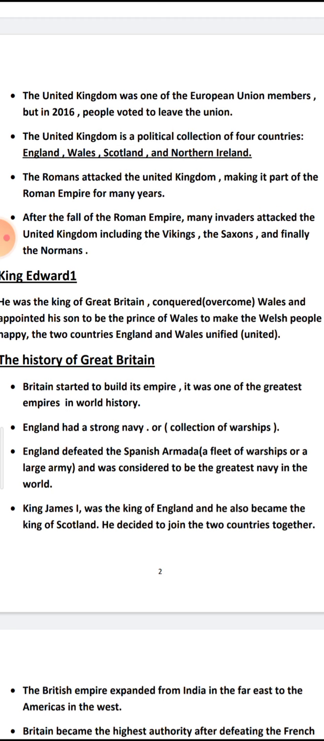The United Kingdom is a political collection of 4 countries. What are these countries? These countries are England, Wales, Scotland, and Northern Ireland. So if I ask you what are the 4 countries of the United Kingdom, you can tell me England, Wales, Scotland, and Northern Ireland. These are the 4 countries of the United Kingdom.